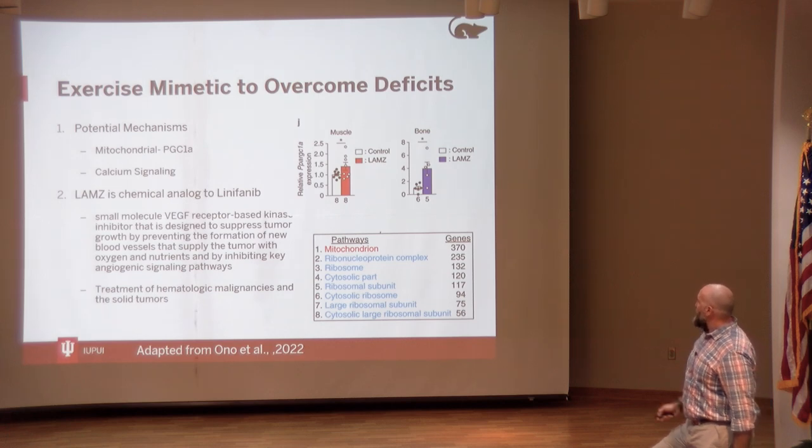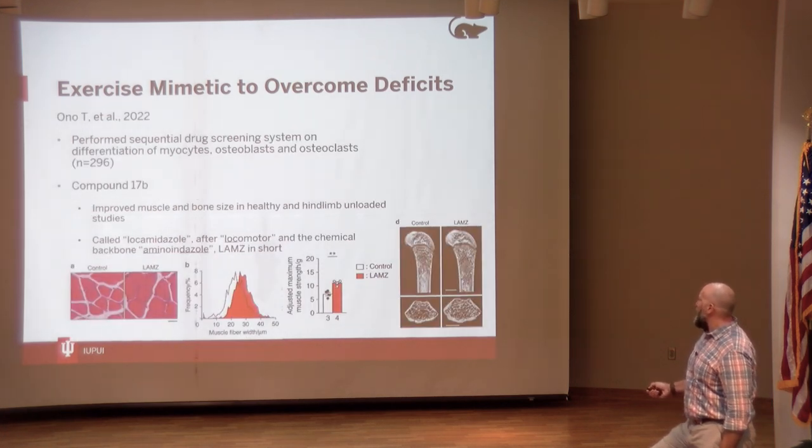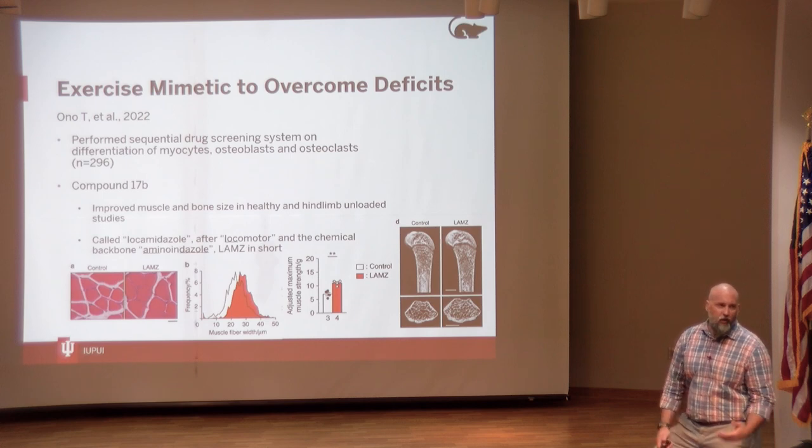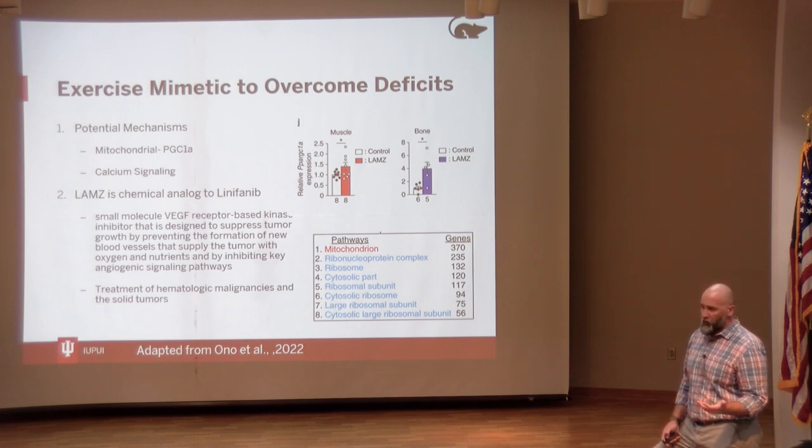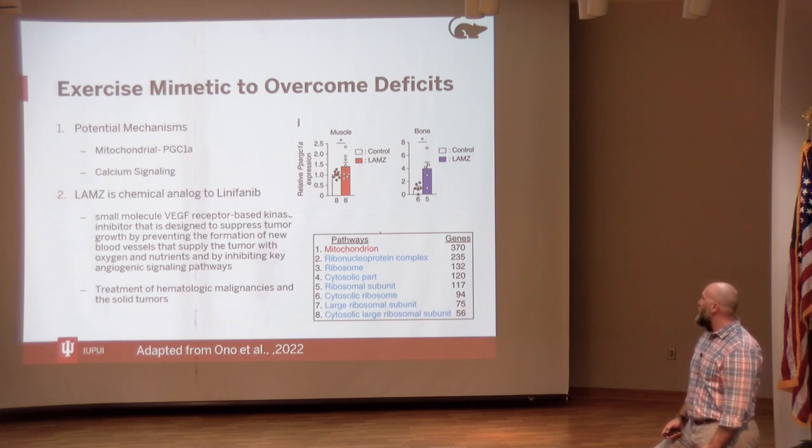They think that this is, so the name LAMBS comes from this, they combine locomotor, because they want to use it as an exercise mimetic, with the aminoimidazole as the chemical compound. So they call it locomitazole, also known as LAMBS. It's thought to have a really high impact on mitochondria, and so that was one of the reasons why we chose it, because it can increase PGC1 alpha and then hopefully downstream beta oxidation.